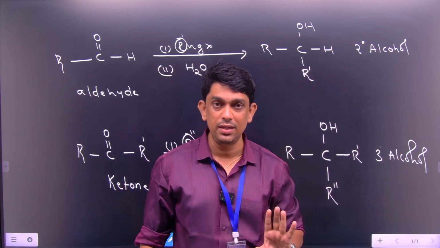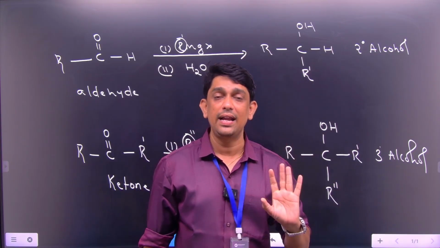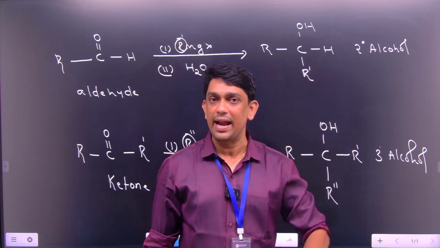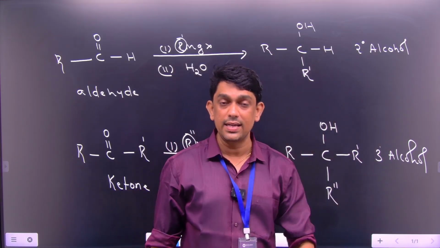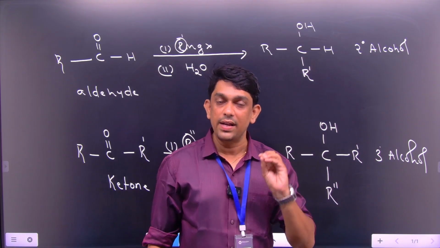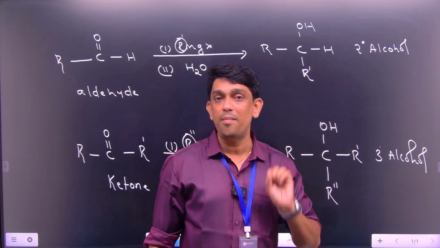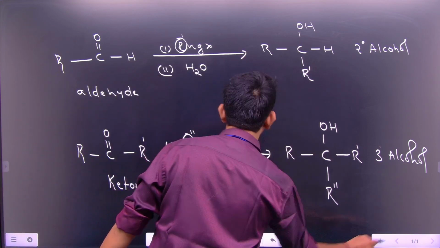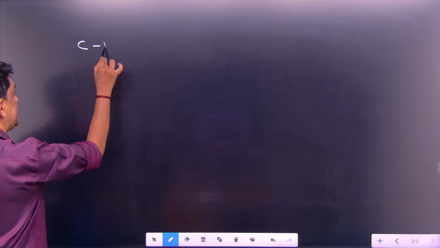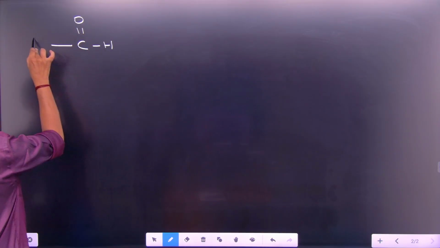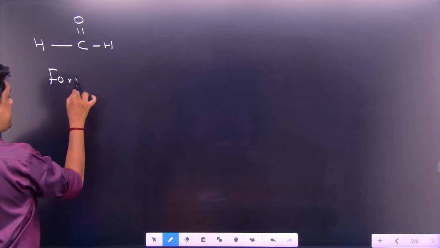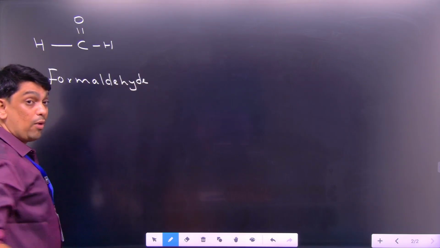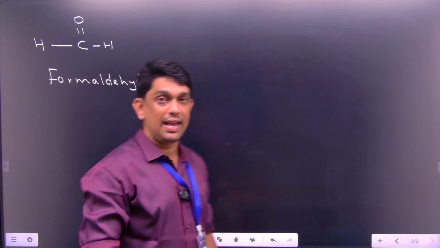There is one exception, and that one exceptional aldehyde which does not give a secondary alcohol product with the Grignard reagent reaction followed by hydrolysis is the first member of aldehyde. And the first member of aldehyde is formaldehyde. Okay, let's write that also here. So let me consider aldehyde again. I'll write aldehyde and I'll make it formaldehyde here, the first member of aldehyde. Its IUPAC name is a 1 carbon alkanal, it's methanal.